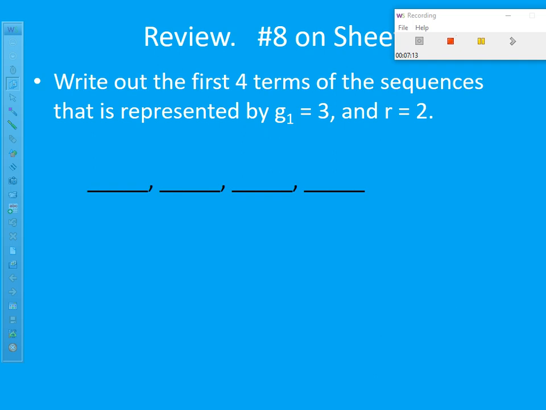Now my number 8 says write out the first 4 terms of the sequence that's represented by g sub 1 equal 3 and r equal 2. It's important that you recognize the g and the r. The g tells me it's geometric. The r tells you that I'm multiplying by 2 every time. So I'm going to write down 3 for my first one. And then after I wrote down 3, my r value is 2, so we're going to multiply by 2 every time. Now be careful on these. If you would have seen d instead of r, you would have added 2 instead of multiplied. So that's what your number 8 is going to look like.